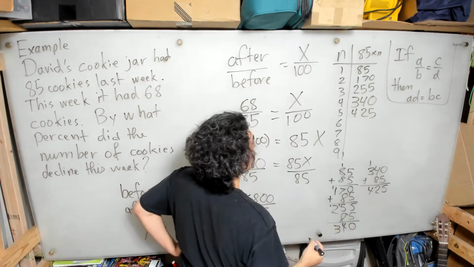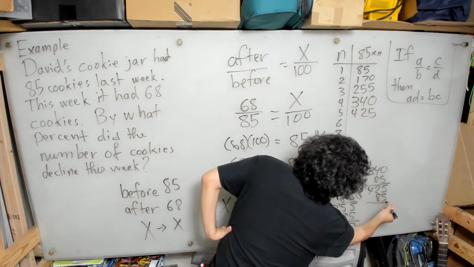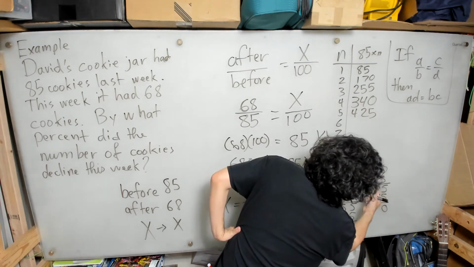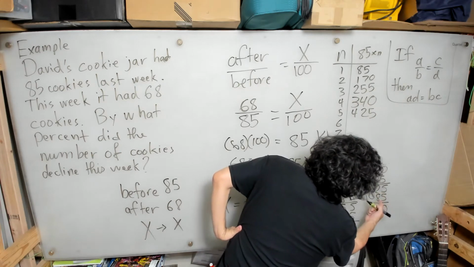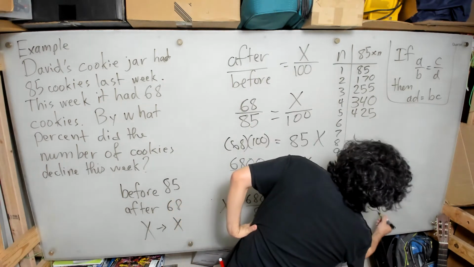Okay. I add 85 again. 5 plus 5 is 10. I bring down the 0, carry the 1. 1 plus 2 is 3. 3 plus 8 is 11. I bring down the 1, carry the 1. 1 plus 4 is 5. So that's 510.